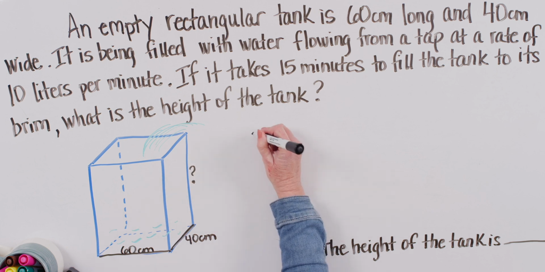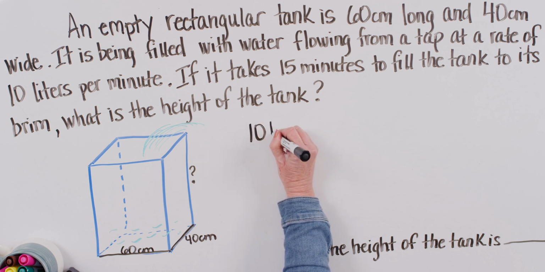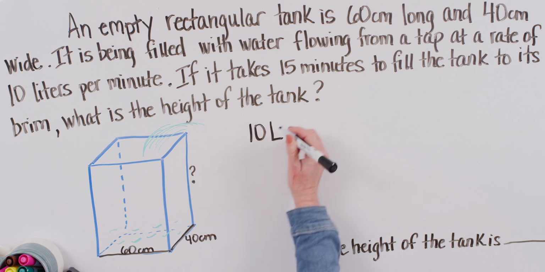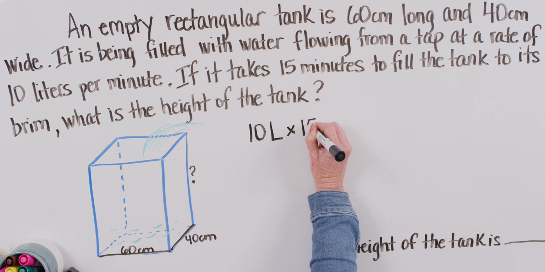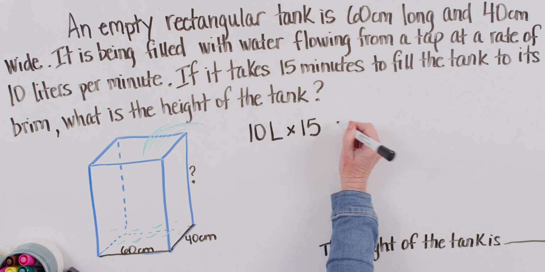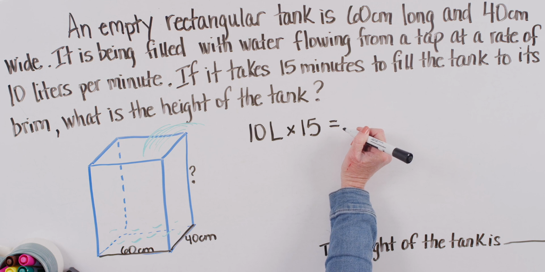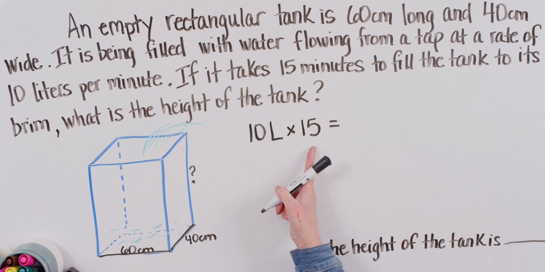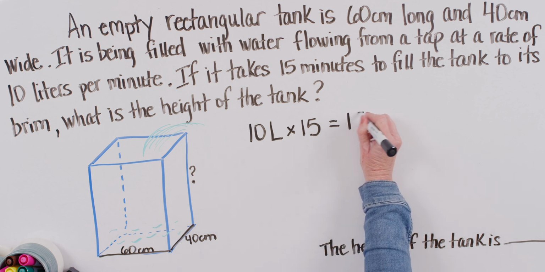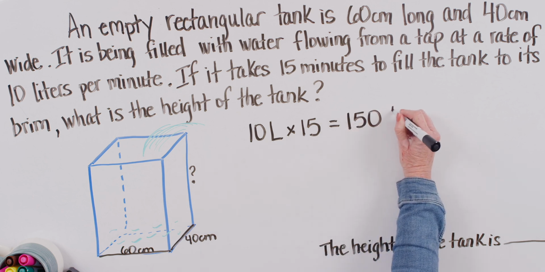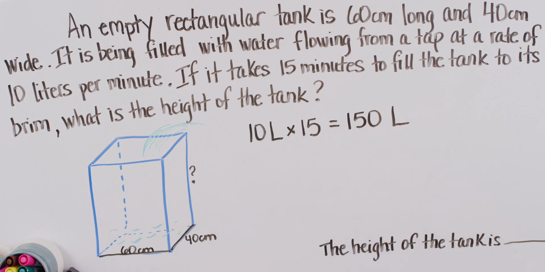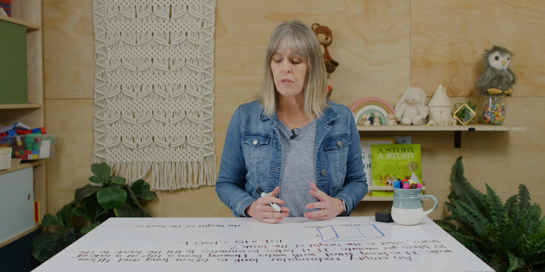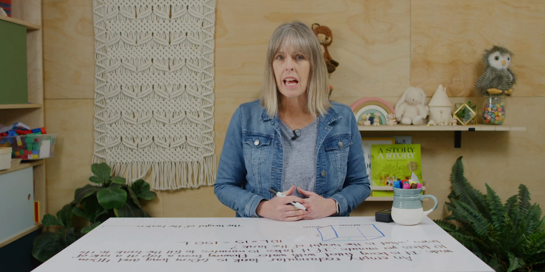So we know that there are 10 liters per minute, right? And it is being filled for 15 minutes. So if I were to multiply that by 15, can I find the total number of liters that will be filled after 15 minutes? Yeah, 10 times 15 is 150 liters. So that's important to know, right? The full volume. And we also know 150 liters equals how many milliliters?